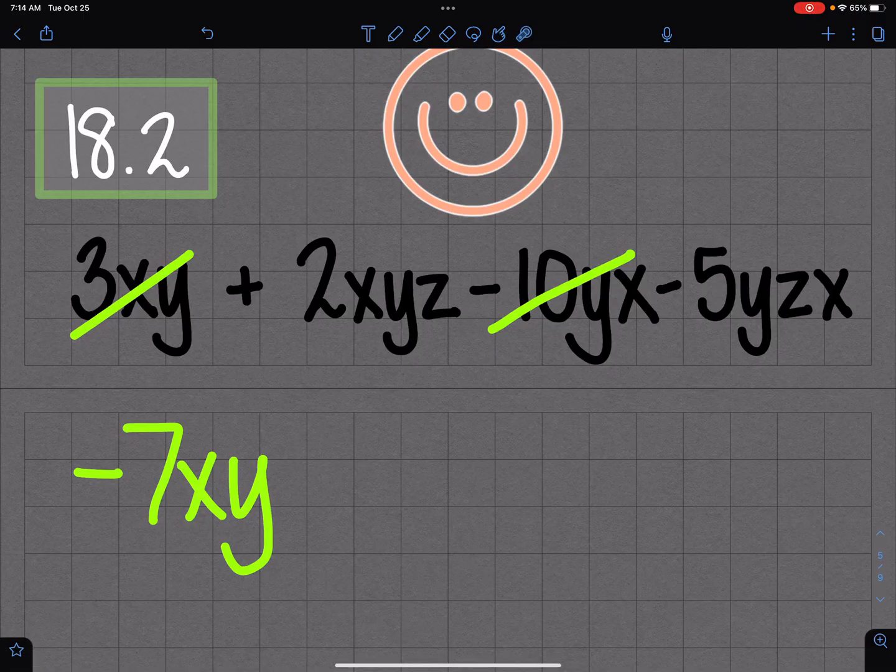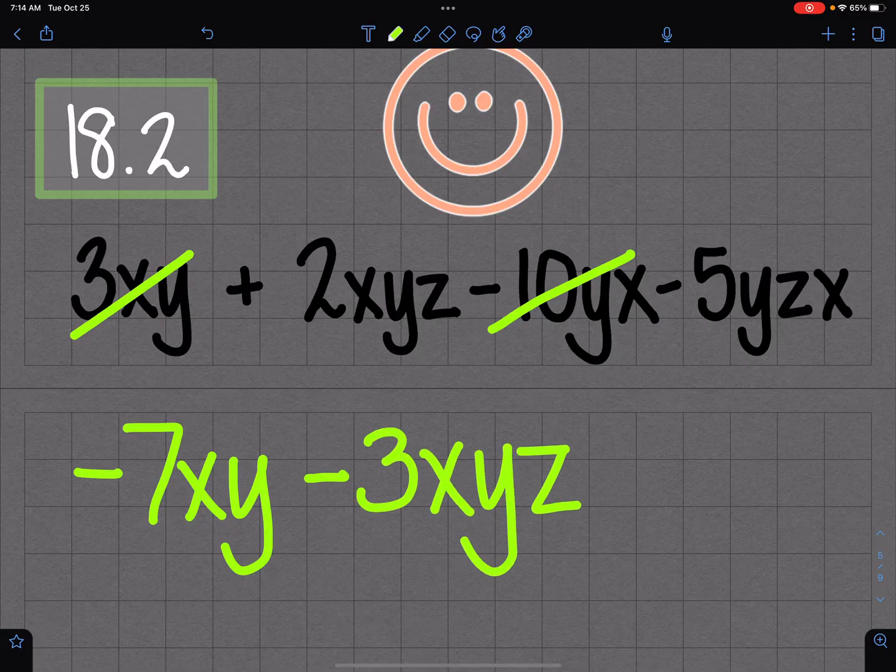What's the next one? The next one is xyz and xyz, just written in a different order. It's yzx, but it doesn't matter. I'm going to write xyz. That's more satisfying. And then I look at the numerical coefficients. I've got a 2 and I've got a -5. -5 plus 2 is a -3. So I have -3xyz.